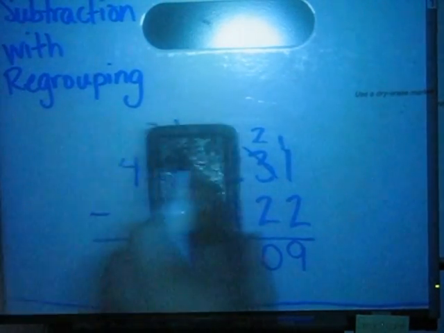Now that's a normal subtraction problem a lot of the time that you see. But every once in a while you have a subtraction problem that looks something like this, and it has a lot of zeros.